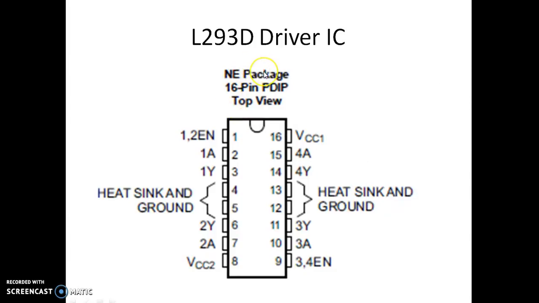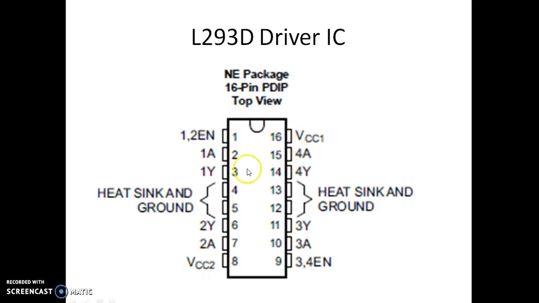Now this is the driver IC which is used to drive the motor. This is a 16 pin IC. It has one enable which enables two non-inverting buffers. There is a 1A and 1Y: this is the input for the buffer, this is the output of the buffer. This is again the input for the second buffer, and the output for the second buffer. Similarly, we have it for the other two buffers. Only one enable is there for both the buffers, and we have VCC1 and VCC2.